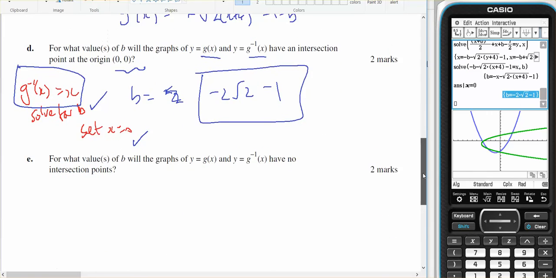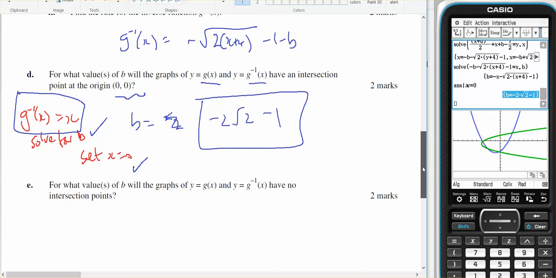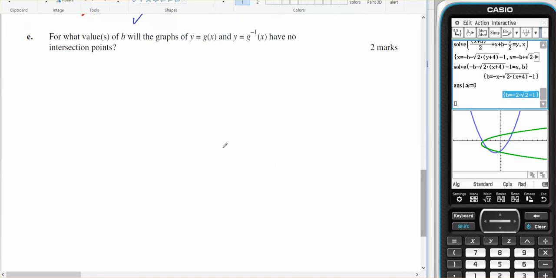Find the values of b for which the graphs of g(x) and the inverse have no intersection points. At the moment, I've got my parabola, and I have my inverse, and I'm getting an intersection point. If I move my blue curve to the left, then my red curve will move down.